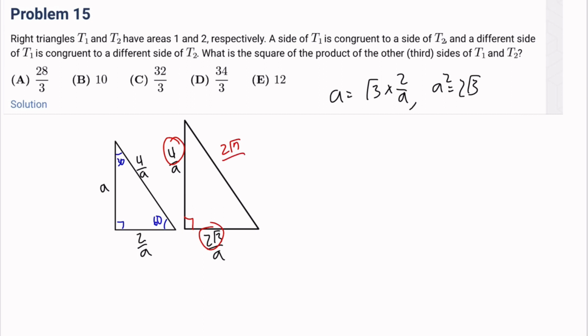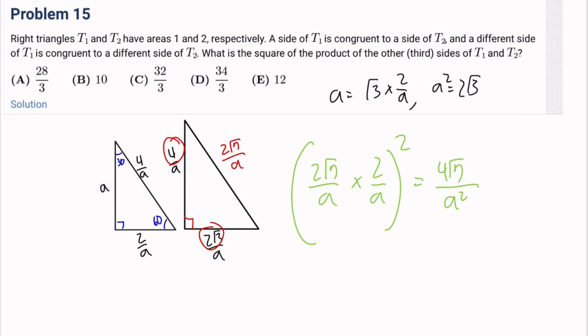And also this must be divided by A because all the other things have been divided by A, right? And so this length is 2 root 7 over A, and this length is 2 over A. And so we want the square of the product of the other two sides, so we want 2 root 7 over A times 2 over A, squared, right? So this is all over A squared, and this is 4 root 7.